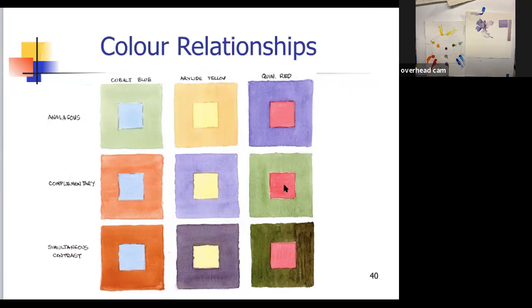When we use the complementary hue, we're creating more tension. The opposite of red is green. The opposite of violet is yellow. The opposite of orange is blue.